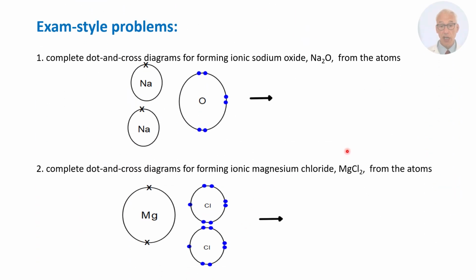Complete dot and cross diagrams for forming these two ionic compounds, sodium oxide and magnesium chloride. You have the atoms on the left. Can you do dot and cross diagrams for the ions that are formed? Stop the class, draw your shell diagrams and dot and cross diagrams, come back to check.